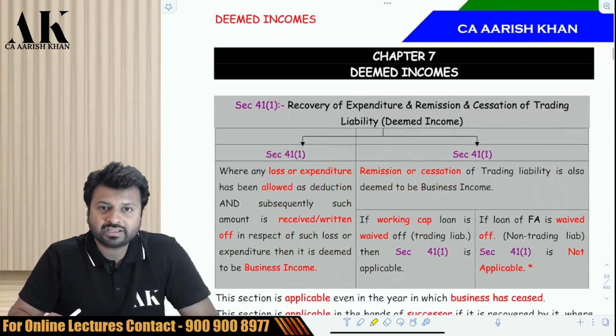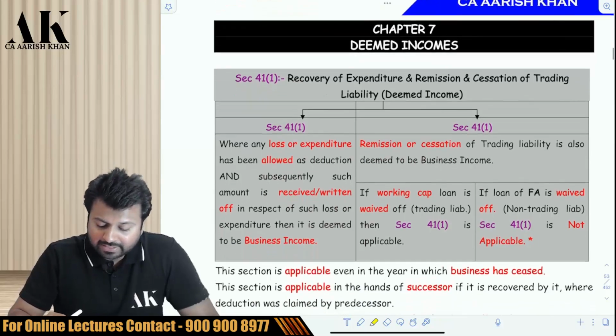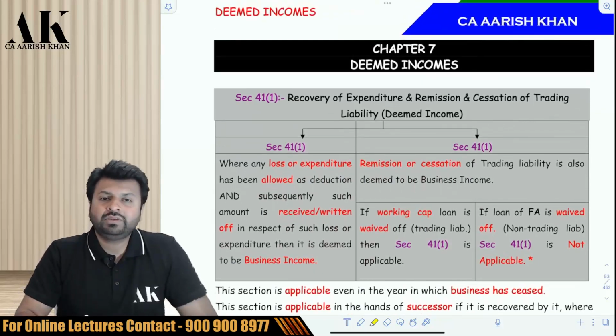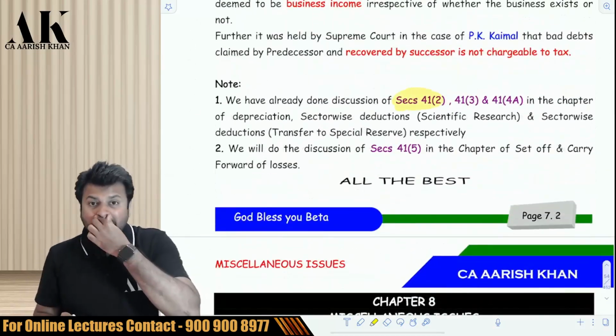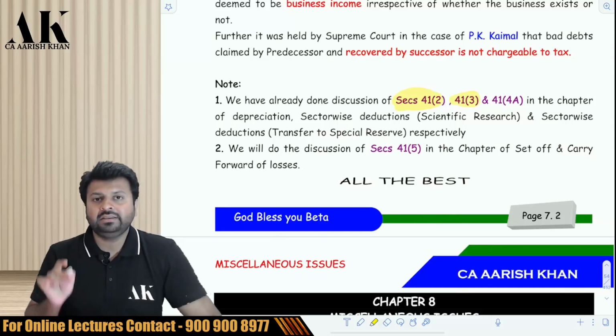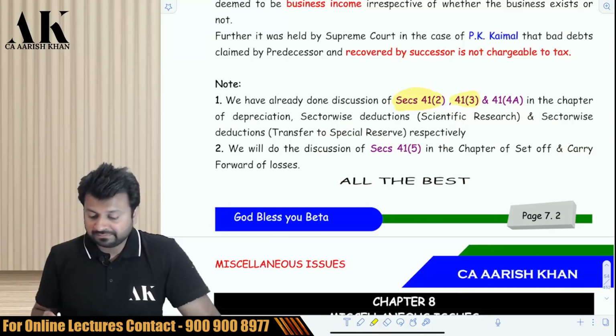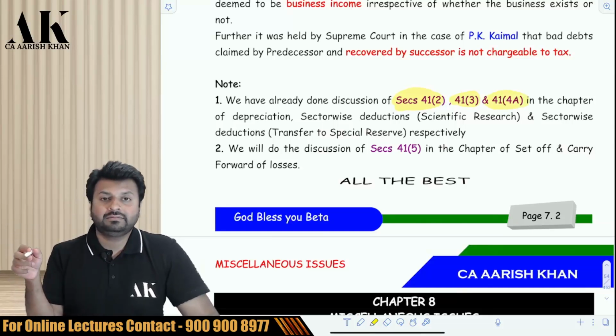Not tomorrow, not in the next few sessions. Coming to the next chapter, and that is about deemed incomes. Now we have seen some deemed income sections. Let me show you what. We have seen 41.2 balancing charge, if you remember. We have seen 41.3 if you sell a scientific research asset. We have seen 41.4a. See the interlinking.